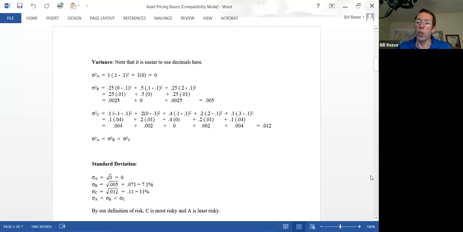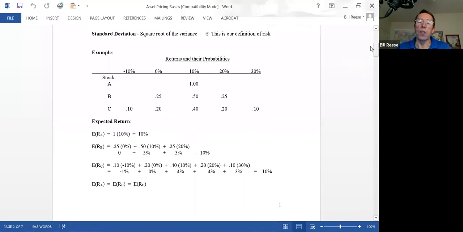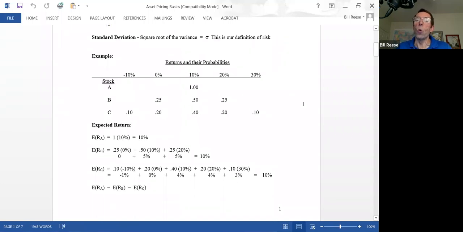Let's go back to our example, and I think we'll be able to see this here. With our example of A, B, and C, okay? If everybody wants stocks with a higher expected return and a lower standard deviation, all three of these stocks, A, B, and C, have the same expected return. So investors are indifferent between A, B, and C when it comes to expected return. They all have the same, but A has the lowest standard deviation. So if an investor is risk averse, they'll go to stock A.